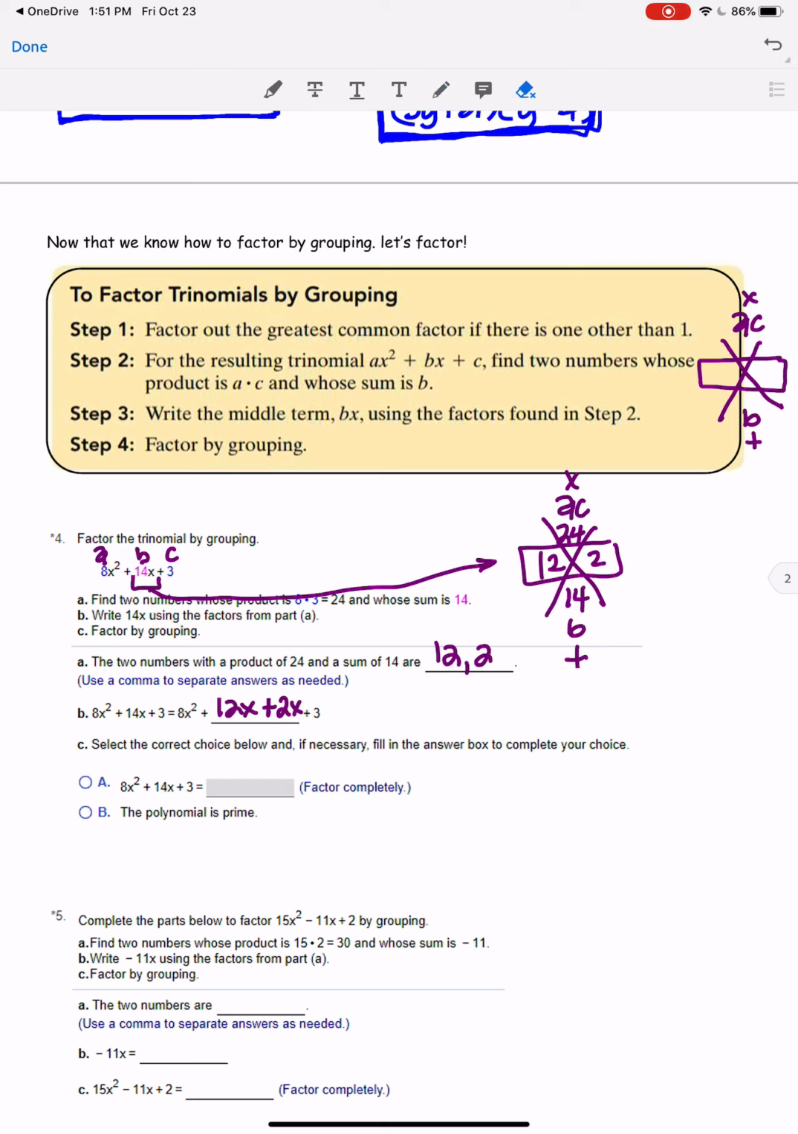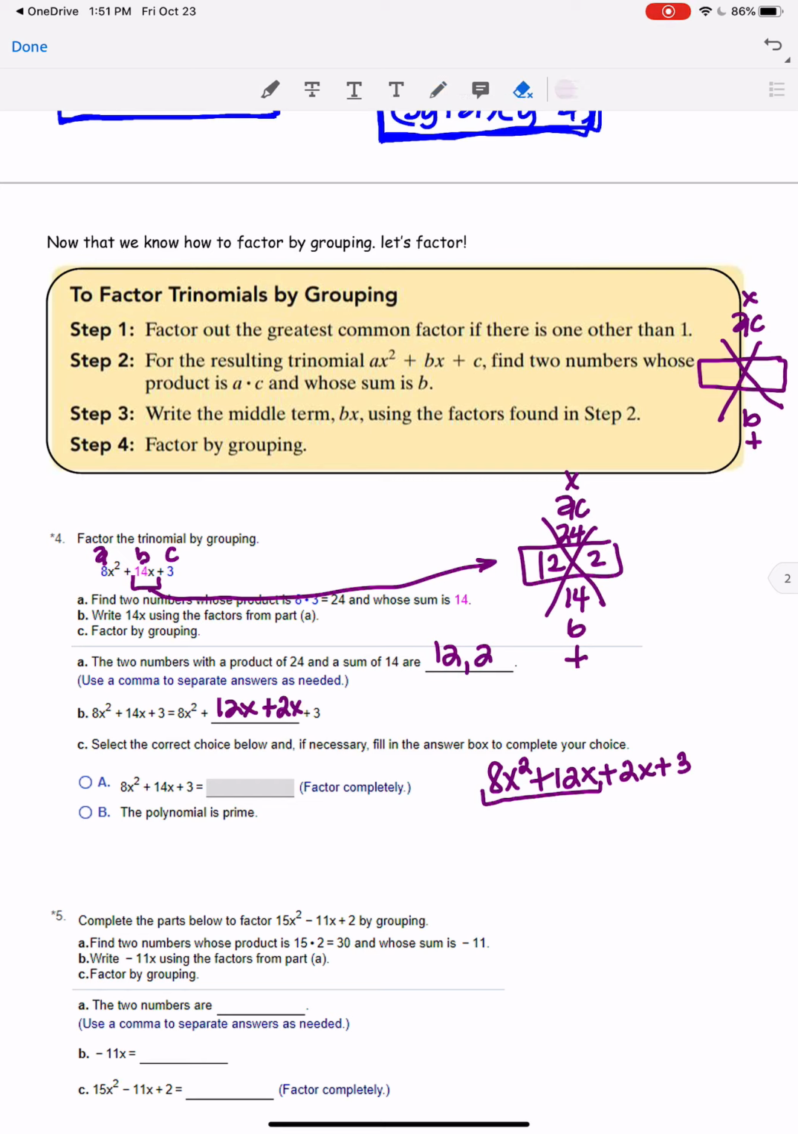If we combined our like terms, I get right back to that 14x. And now my step 4 is to factor by grouping. So I'm going to rewrite this down here so we can factor by grouping. And it does not matter. I'm doing 12x plus 2x plus 3. If we switch that and did 8x squared plus 2x plus 12x plus 3, you get the exact same answer. So it does not matter how you write those 2 numbers. So now let's group.